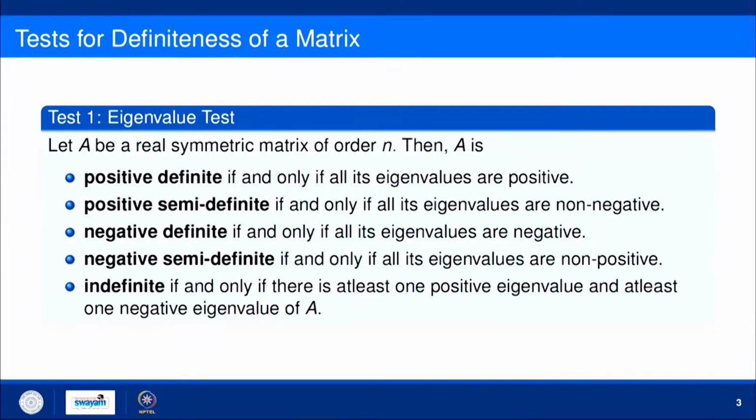You find the eigenvalues of a given symmetric matrix A, and if all eigenvalues come out to be strictly greater than 0, it means positive definite; greater than or equal to 0 means positive semi-definite; less than 0 means negative definite; and less than or equal to 0 means negative semi-definite. This is the first test. Now, of course it is a symmetric matrix, so all its eigenvalues will be real, and only then can we talk about positive or negative. Of course, that holds because it is a symmetric matrix.